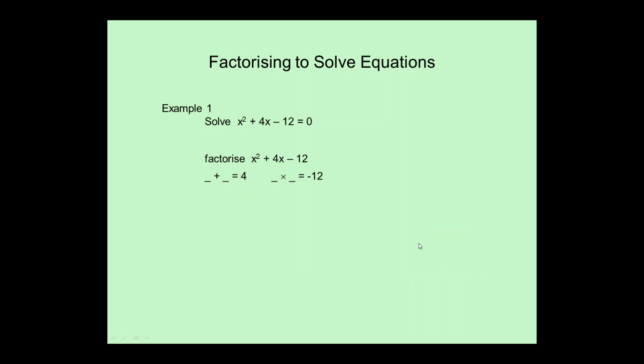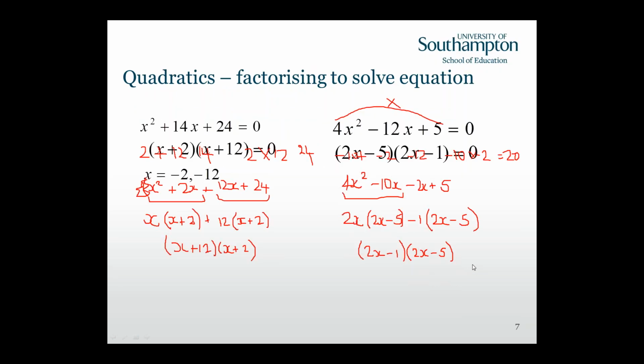Yeah, sorry, it was about the last example you just did. The third step where it says 2x minus 5. How did you get to minus 1 brackets 2x minus 5?